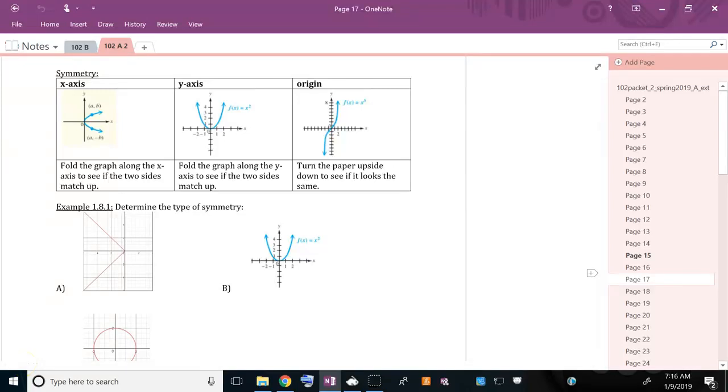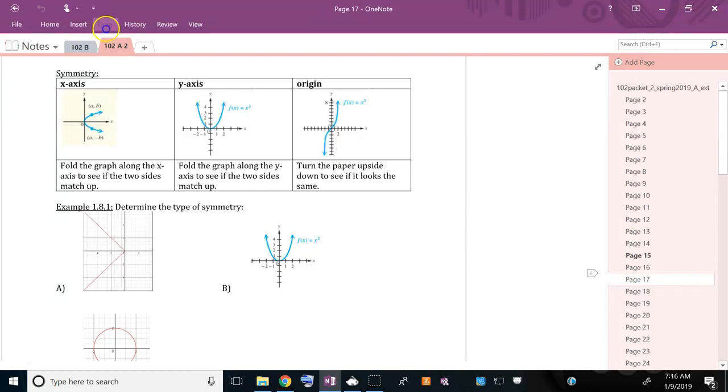Math 102, example 1.8.1. Now we're going to look at symmetry. In this class, we're going to look at three types of symmetry: x-axis, y-axis, and origin. Now for all of these, we're going to look at the graph.